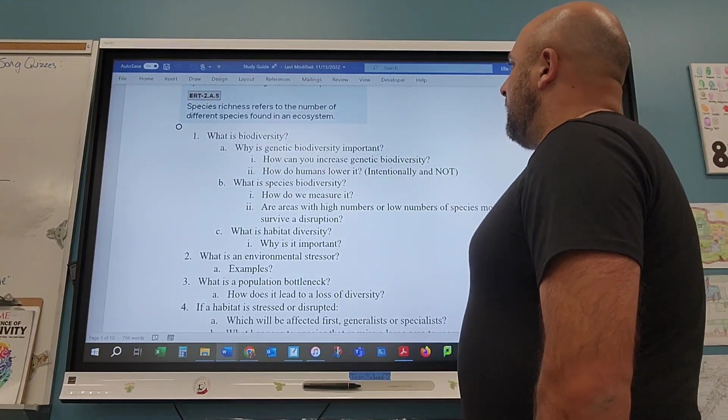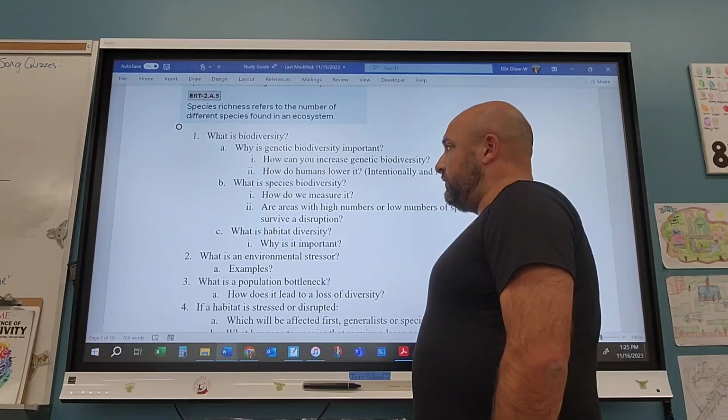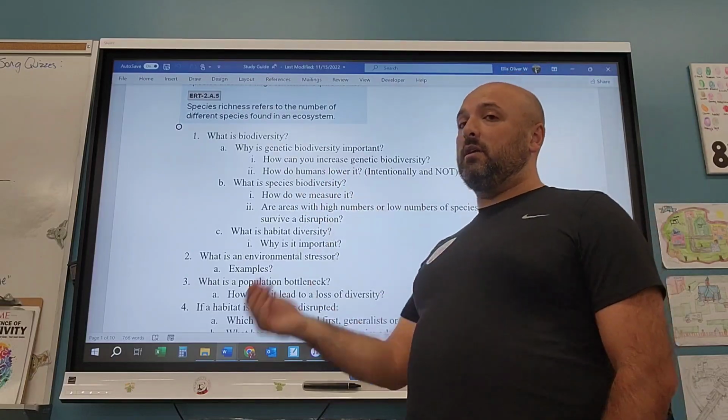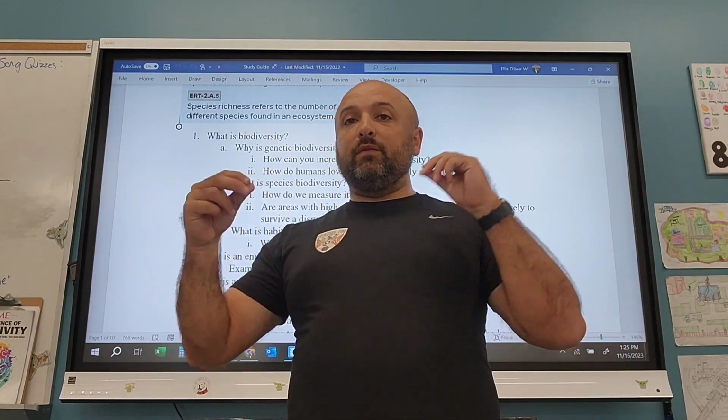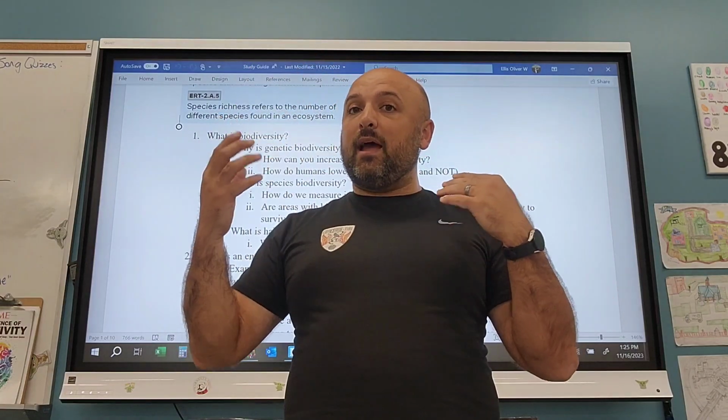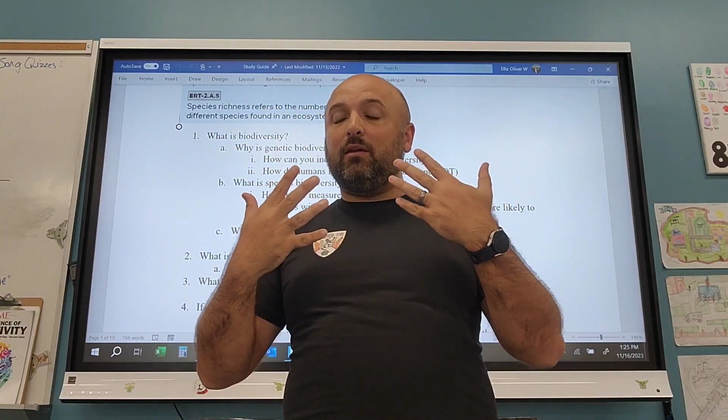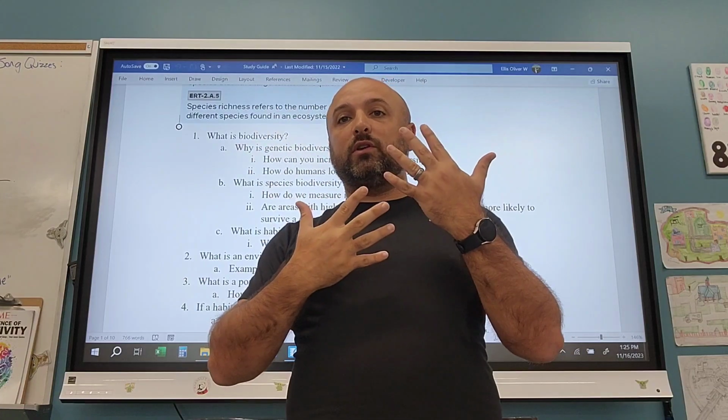Now, what is species biodiversity? Again, it's the different types of species in an ecosystem. And think of it like a food web, right? The more different types of species you got, the more different connections you have, the stronger that ecosystem is going to be because all these different connections can support each other, right?